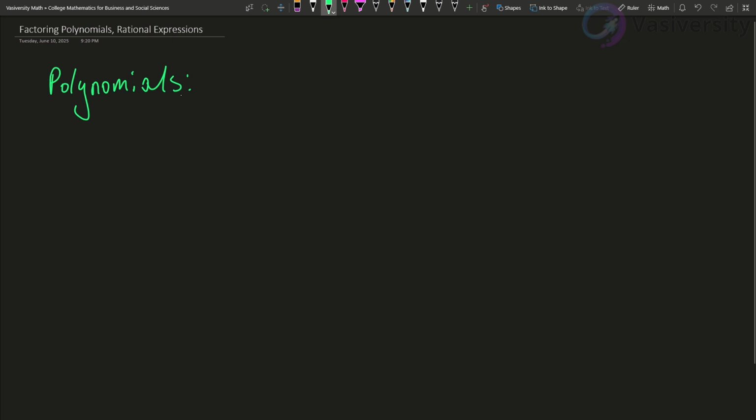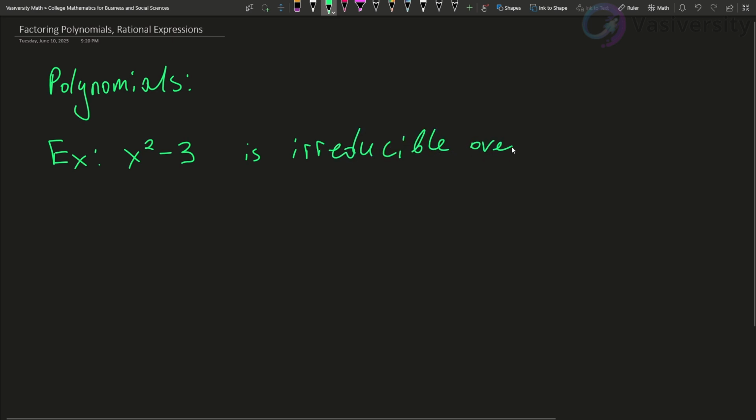So when you're asked to factor a polynomial, we're going to be assuming that you're looking at polynomials with integers, right? If the polynomial, for example, does not factor over the integers, then it is prime, or we call it an irreducible polynomial over the integers, right? For example, x squared minus 3 is irreducible over integers, right? And we label integers with the letter Z in mathematics. That's how we label it.